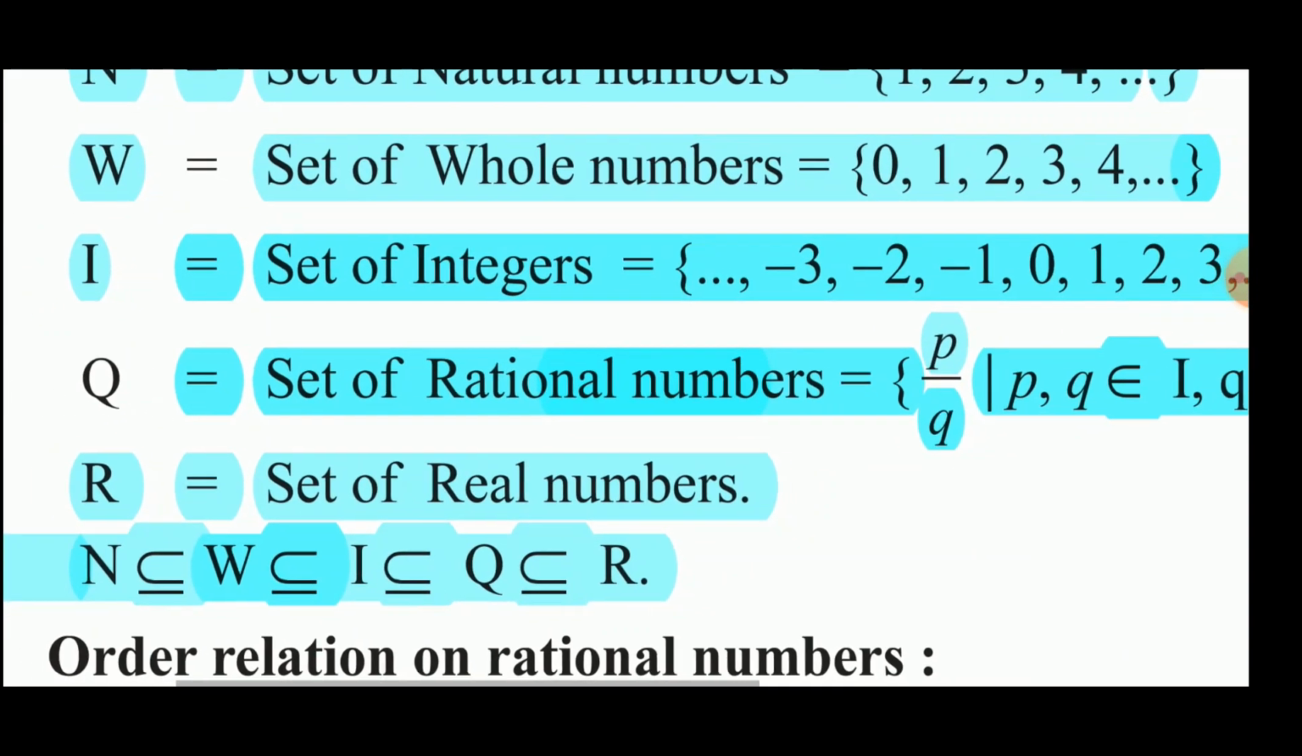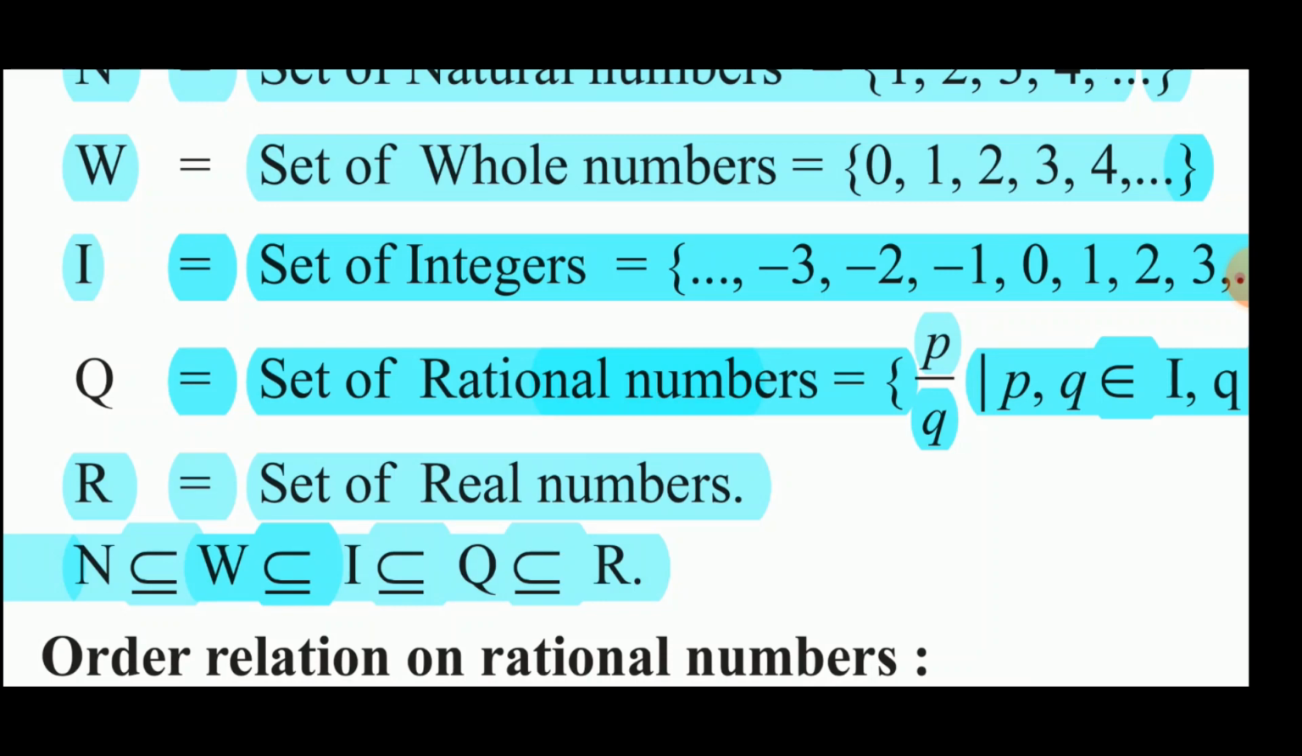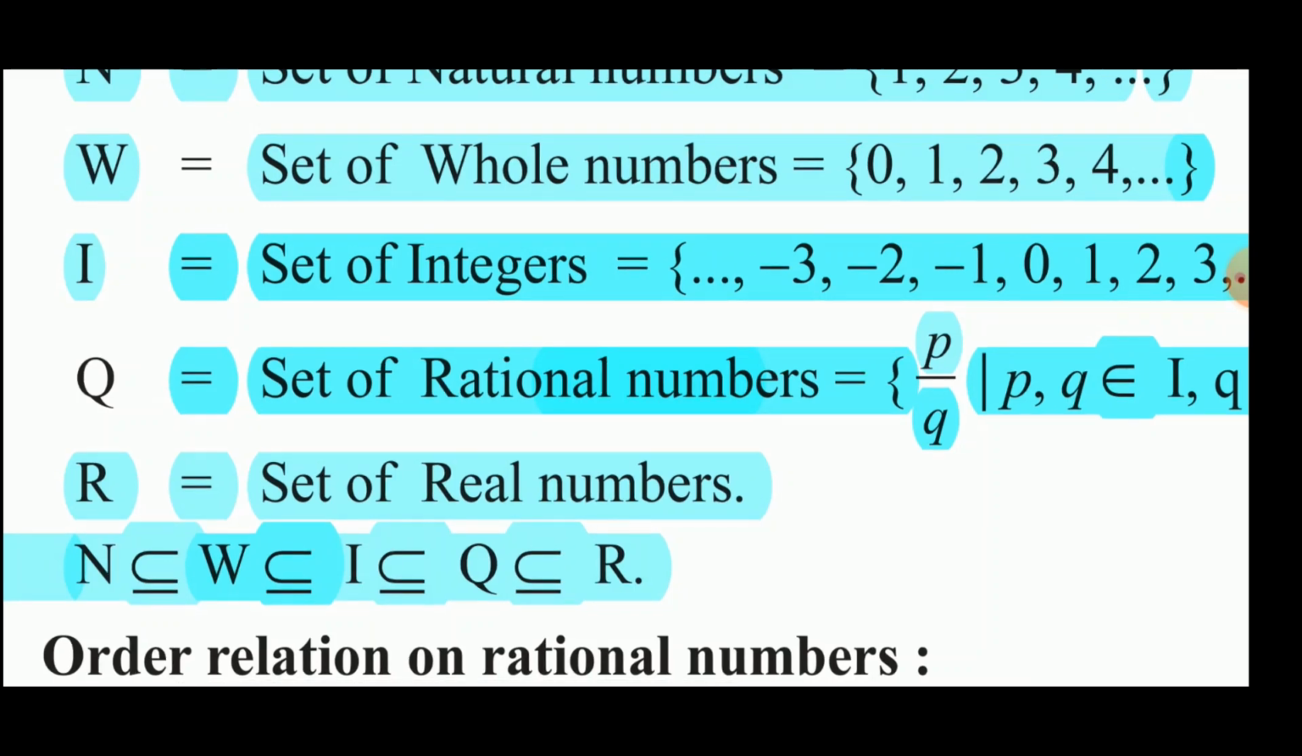Now the next one, R, is called the set of real numbers. This set of real numbers consists of rational as well as irrational numbers. Understood? In 8th standard, we have studied about the rational numbers as well as the irrational numbers. Again, we will be revising this as we proceed further.